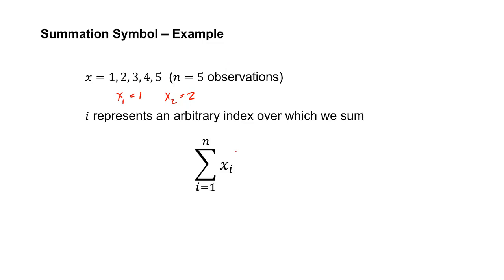If we wanted to use this summation sign, the bottom here is always the start value. So we're going to start the index. i represents an arbitrary index over which we sum. That's going to be our start value, so i is going to be 1. And then we're going to stop when our index, our i, is equal to n. In this case, n is going to be equal to 5.